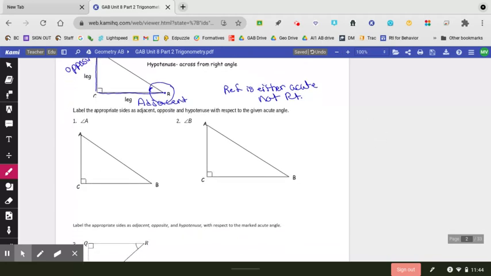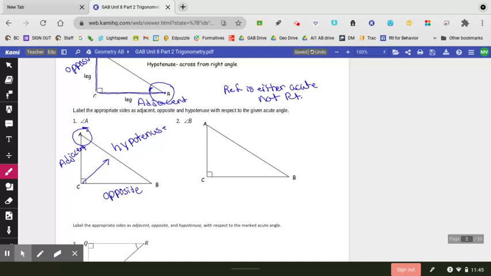Now for number 1, it says label appropriate sides as adjacent, opposite, and hypotenuse with respect to the given angle. For number 1, my given angle is A. Our hypotenuse is always the side across from the right angle. That never changes. Since A is our reference angle, AC is our adjacent side because that is the side next to it. And BC is the side across from our angle, so that is our opposite.